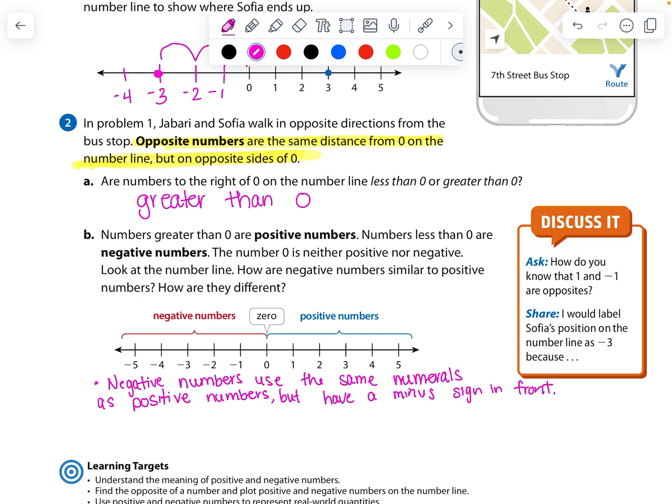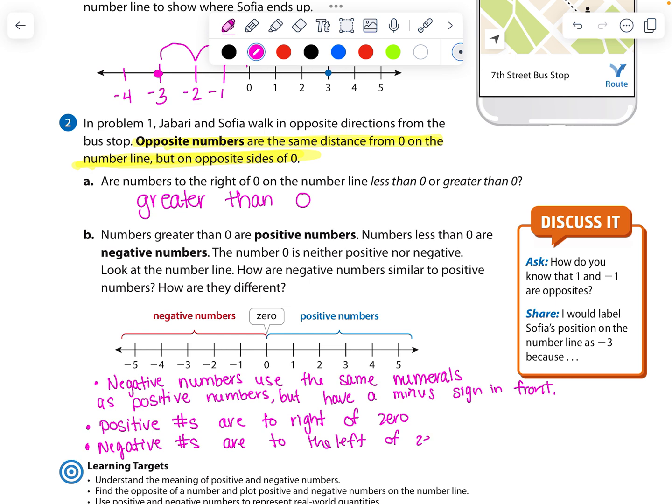That's one way we can think of it. And then another point I want you to notice is that positive numbers, and I apologize for the tapping sound, are to the right of 0. Negative numbers are to the left of 0.